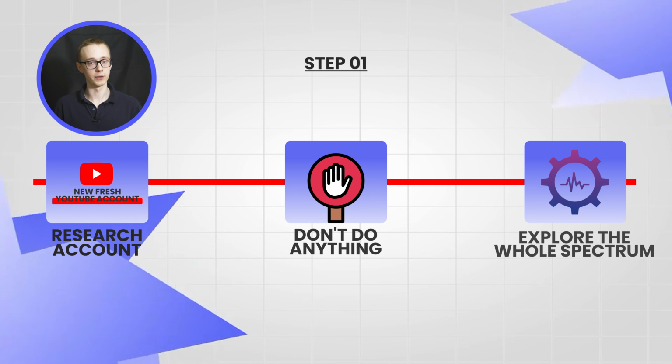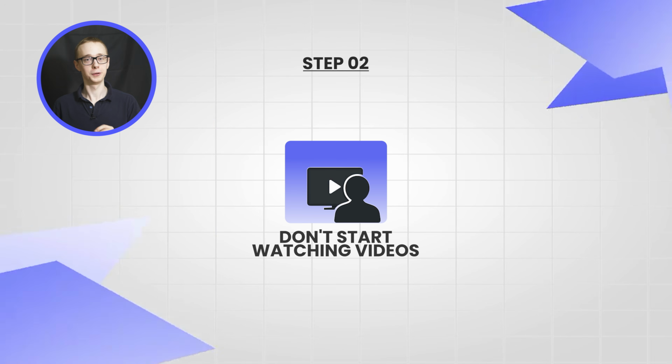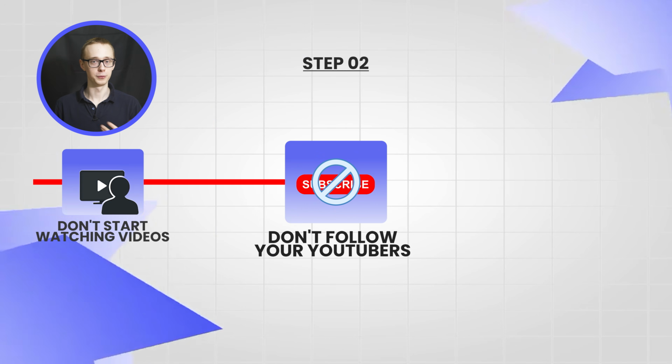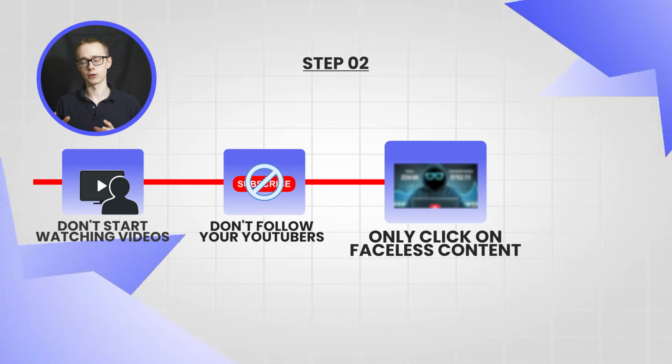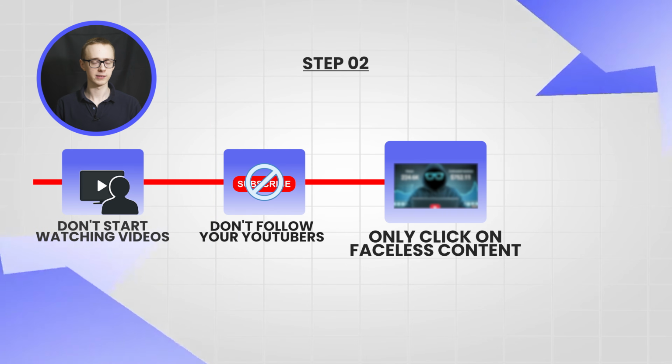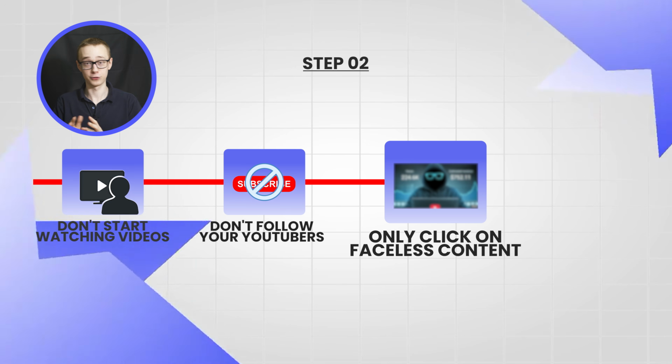So we need a new algorithm, a fresh account. Now, I've made this mistake. Don't start watching videos on this account and don't follow your YouTubers. Better be me, by the way, if you're talking about favorites. Instead, only click on faceless content and give it a few minutes, and your entire homepage will be filled with more faceless content. Literally, it just takes a few minutes.